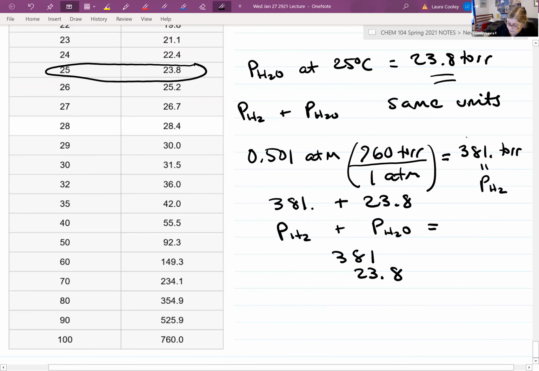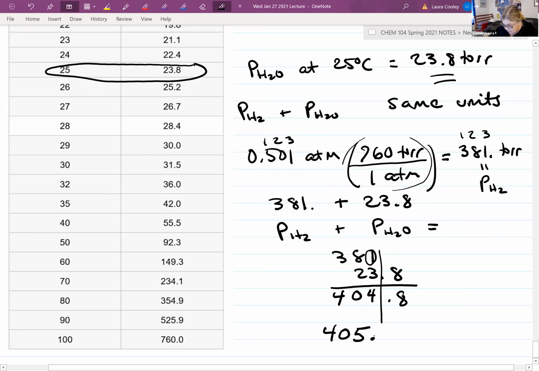Okay, so I have 3 sig figs here because I had 3 here, and this is considered exact. When I add these, I'm going to have to round to the units place, because when you add, the number of sig figs depends on the number of decimal places in the one with the fewest. And the 381 has no decimal places. So this comes out to 404.8, but I would report my answer as 405 torr.